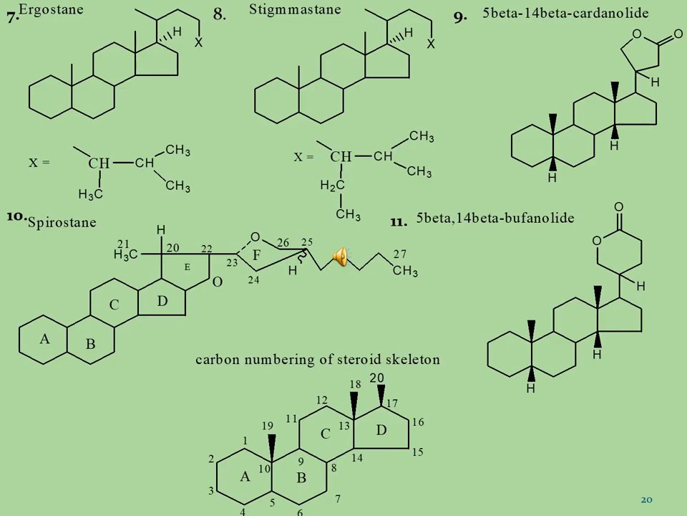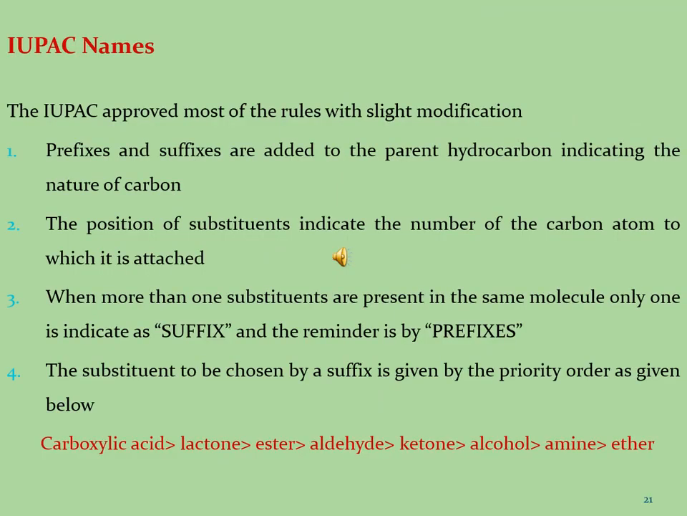Now, we will discuss in the next slide the IUPAC names of the steroidal molecules. This topic is relevant to the IUPAC names of the steroidal molecules. So, in this slide, we will learn how we can name complicated steroidal structures. The IUPAC approved most of the rules with style modifications, which we will discuss here. It consists of 8 rules. Now, we will discuss these rules one by one.